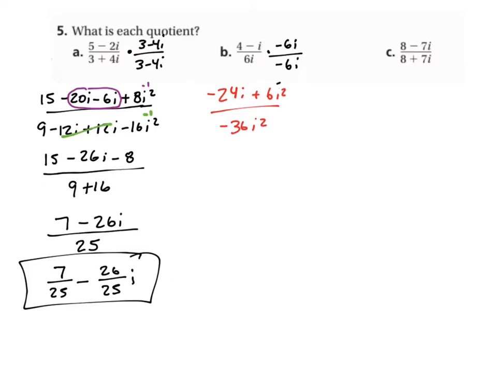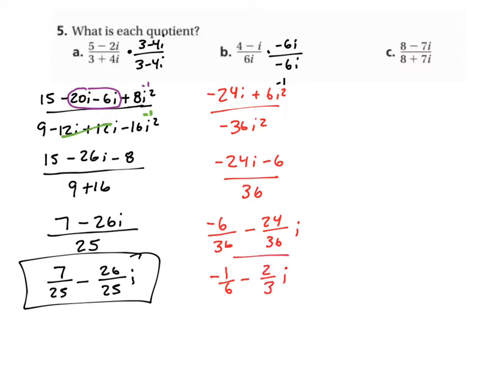So on the top, we know this becomes negative 1. So we've got negative 24i minus 6. In this case, this becomes negative 1, so this is just 36. And so we can kind of start to separate this out. So we'll get negative 6 over 36 minus 24 over 36i. We can reduce this. This becomes negative 1/6 minus 2/3i, and this is our answer.